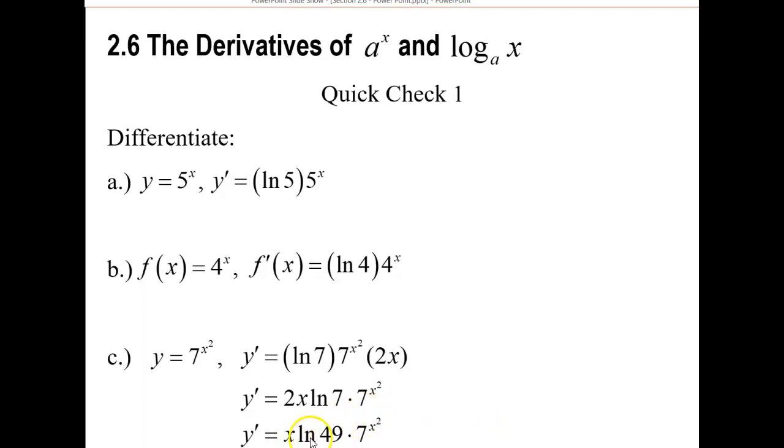This simplification right here comes from a log property, noticing that x just stays in front, but if you have a 2 multiplied by natural log of 7, one of those log properties says that coefficients can be brought up to be exponents. So this coefficient in front, if you bring it up as an exponent, this becomes the natural log of 49, 7 to the second power. You don't have to do that step. This is fine as an answer, but it is equivalent to that answer.